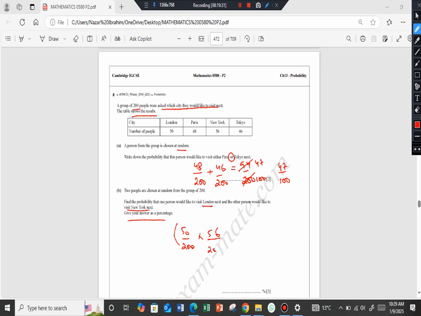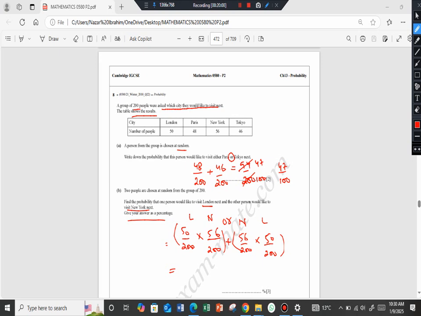Now this can be the case, or the other case can be that the first one wants to go to New York, and then London. So two possibilities: London, New York, or New York, London. Adding both, because this can be this case or this case. So adding this up, you can solve these both, or you can multiply it by 2 as well, because both are the same.